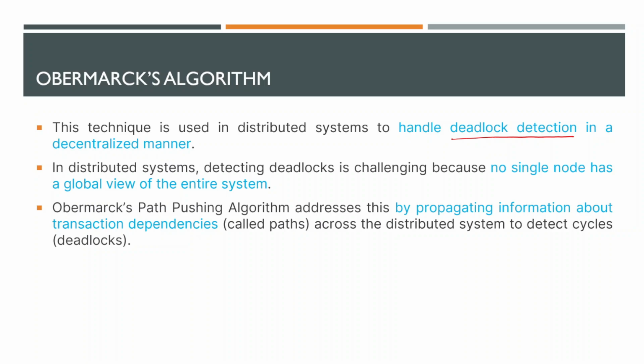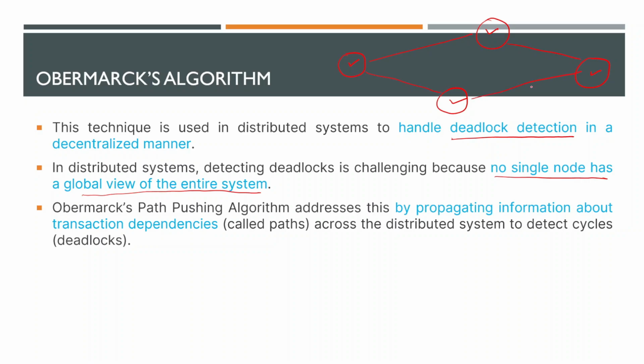In distributed system, detecting deadlock is challenging because no single node has a global view of the entire system. We know that distributed system is itself distributed among different nodes. So multiple nodes are there, multiple sites are there which are geographically separated, and every site is having n number of processes and n number of resources. So all this thing is distributed, right? And these processes and resources are interacting with each other.